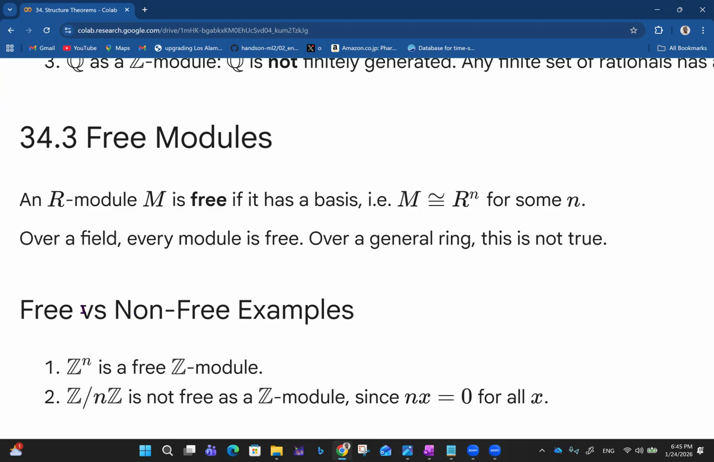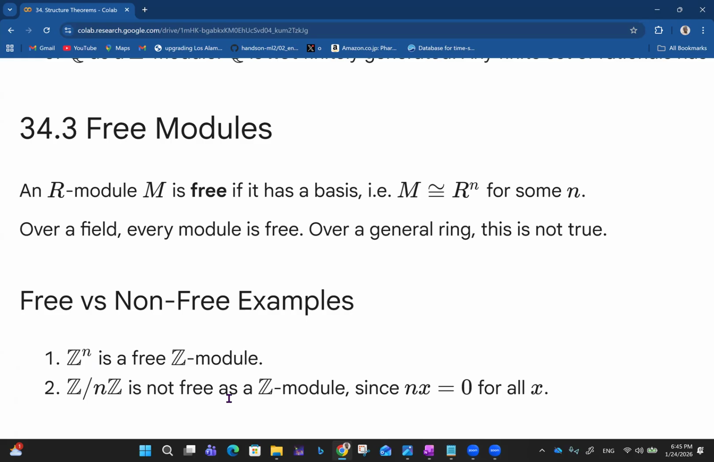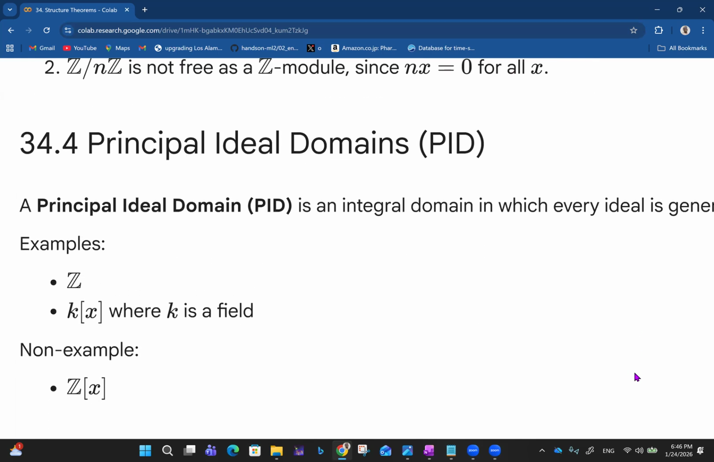When we talk about free versus non-free examples, you see that Z^n is a free Z-module, like we saw before. I don't think we've seen the idea of a free module up till now. Then Z/nZ is not free as a Z-module, since nx is not equal to 0... I mean, nx is always 0 for all x. So in this case we say that Z/nZ is not free because nx is always 0.